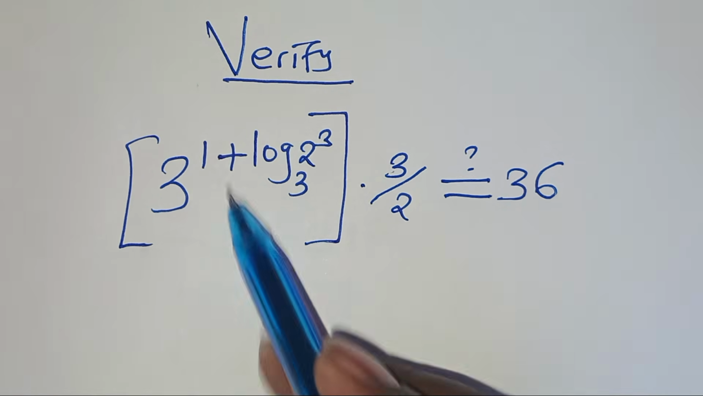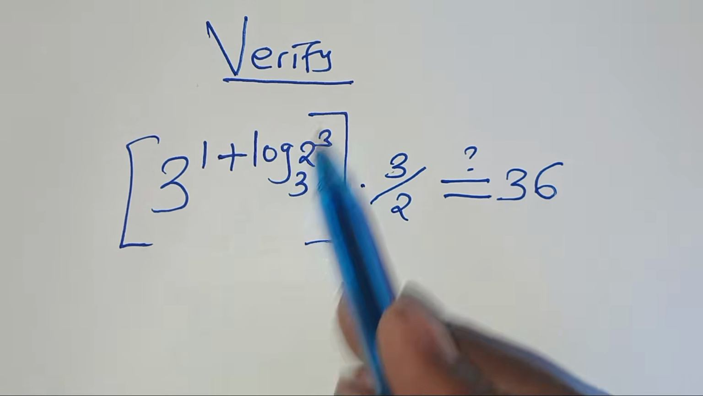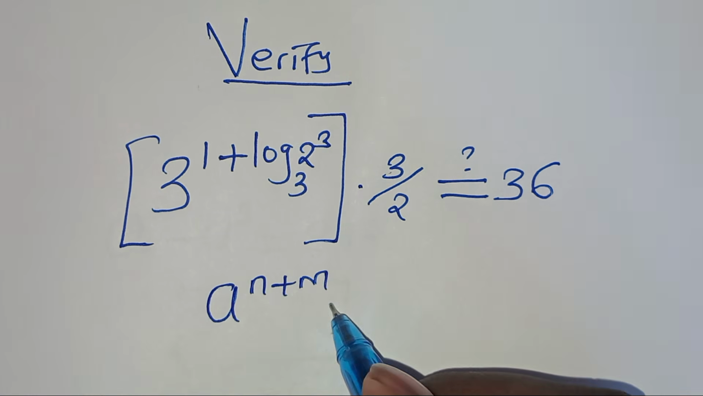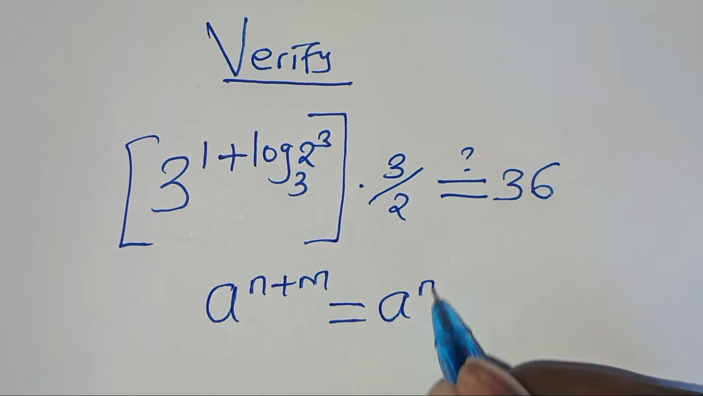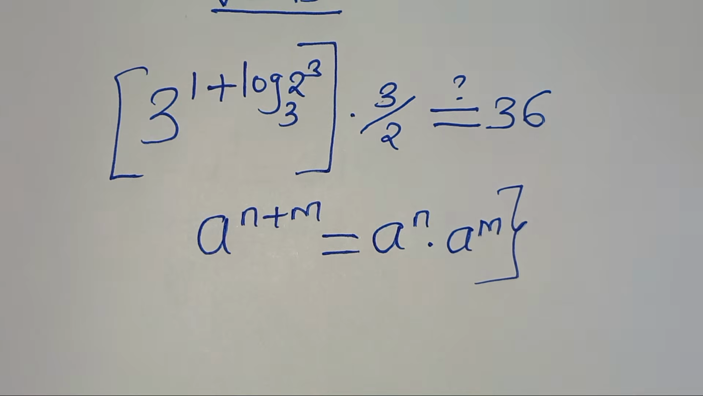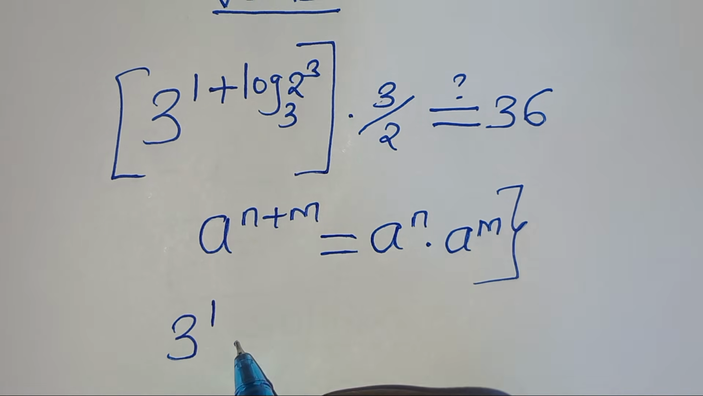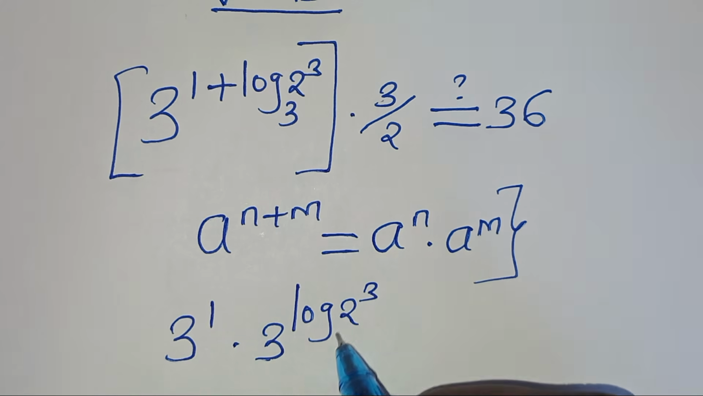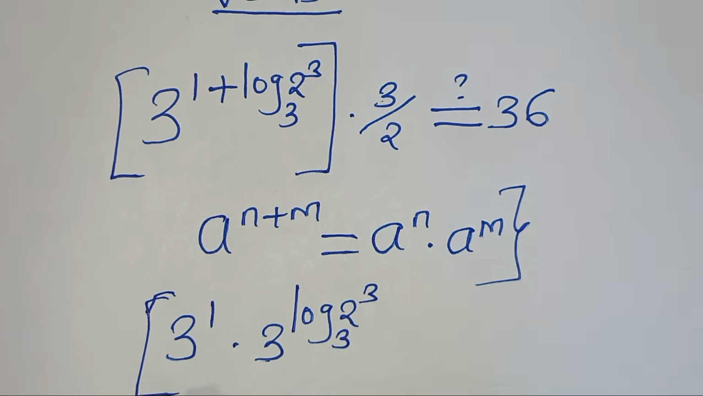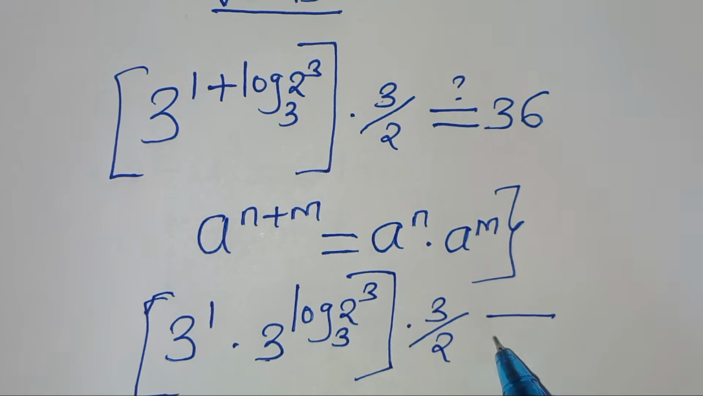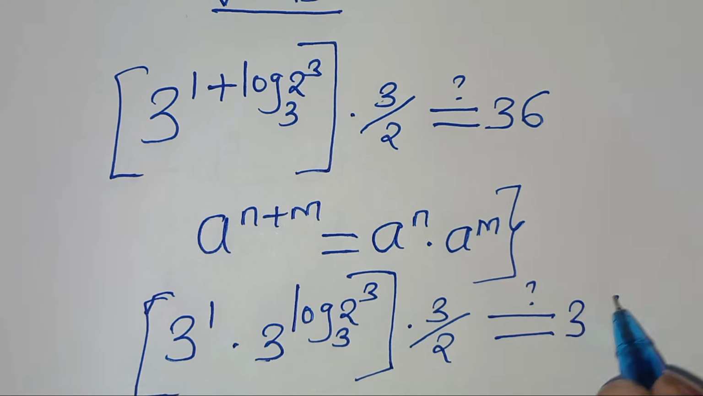Now we have 3 to the power of 1 plus log 2 to the power of 3 to base 3. This is in the form of a to the power of n plus m, which we can express as a to the power of n times a to the power of m. Applying this exponent property, we have 3 to the power of 1 times 3 raised to the power of log 2 to the power of 3 to base 3. This is multiplied by 3 over 2, and this should give us a value of 36.